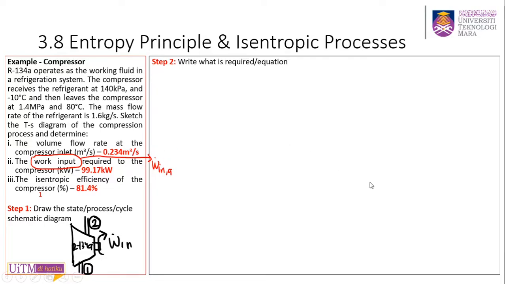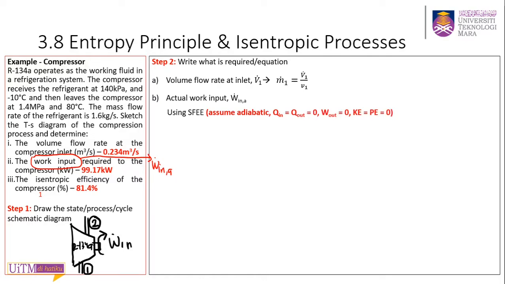For step 1, please try to draw and label the schematic diagram for the compressor. Now for step 2, to solve for volume flow rate, we will use the mass flow rate volume flow rate relationship equation. To find the actual work input, we will use the SFEE, and please remember to write down the conditions given in the question.